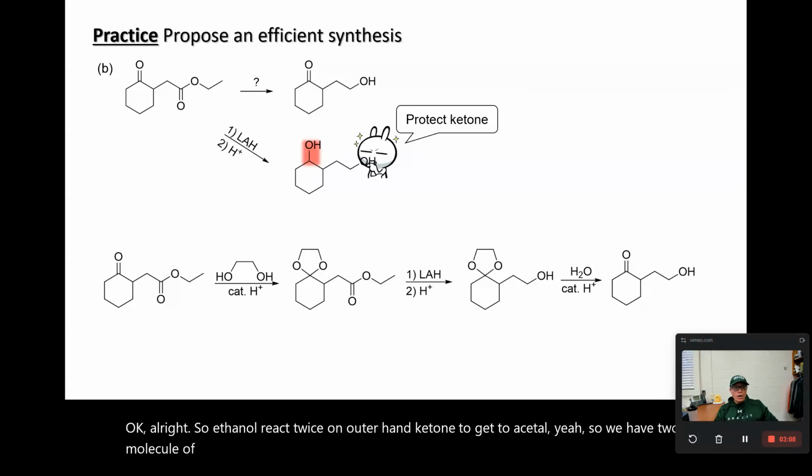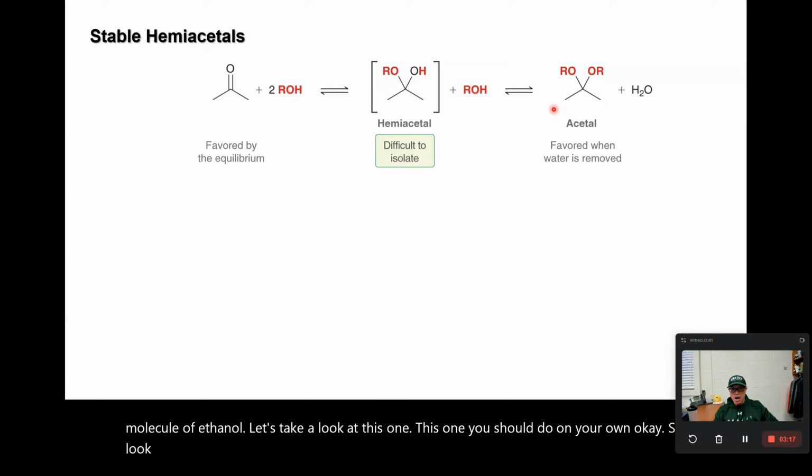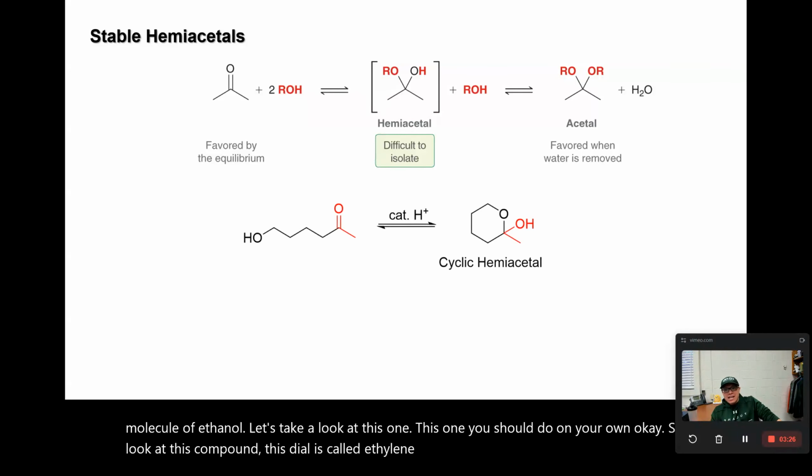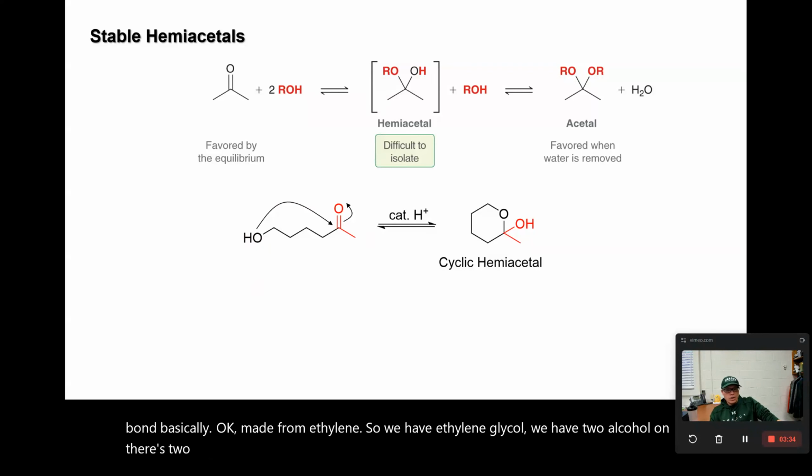On a side note, for acetal formation, I think you remember that a ketone or aldehyde reacts with two molecules of alcohol to get an acetal. Hemiacetal is difficult to isolate. But in nature, we actually have some cyclic hemiacetals that are stable. It looks something like this. We have a ketone and an alcohol in the same molecule, and they form a cyclic system like that, a cyclic hemiacetal. You will see this if you take biochemistry in the future.